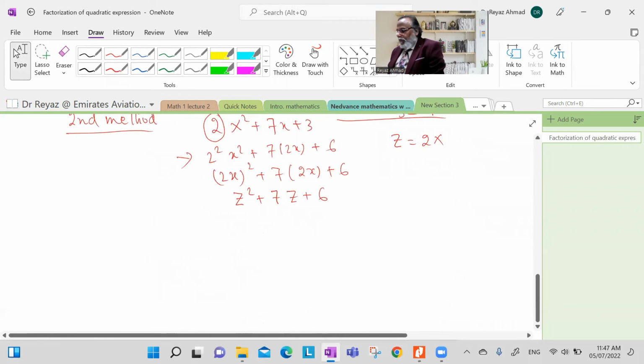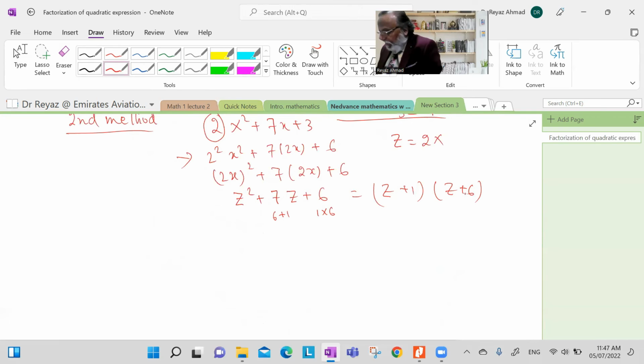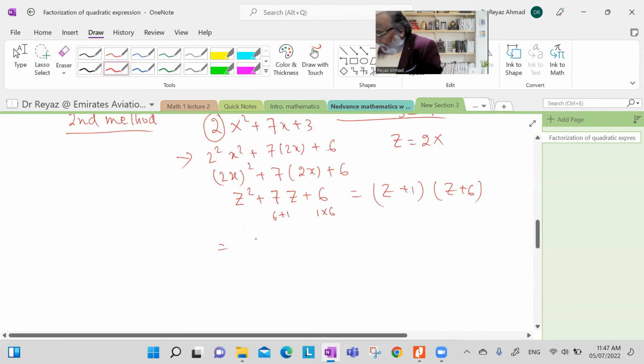So now I can easily do that. 7 is 6 plus 1. This is 1 times 6. So z plus 1 and z plus 6. And then return back. Z we have chosen to be 2x. So 2x plus 1 and 2x plus 6.